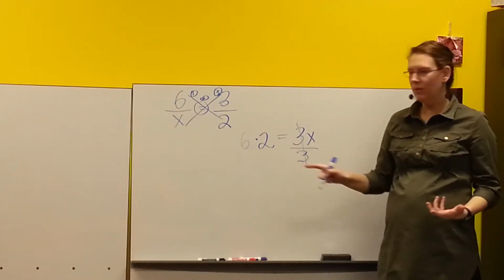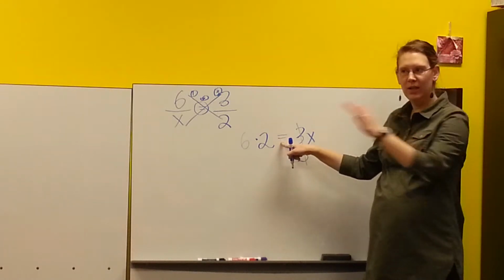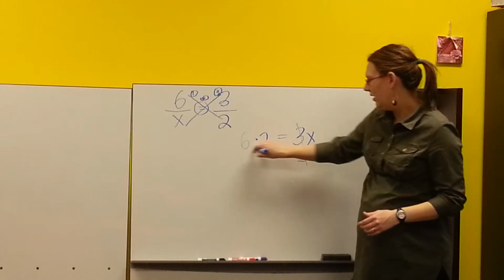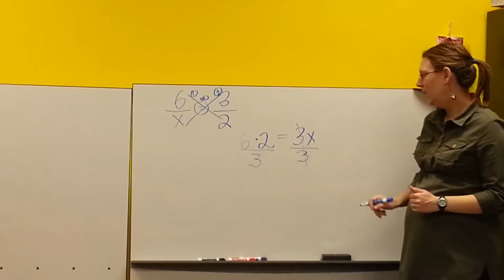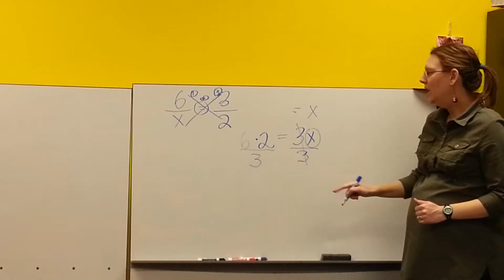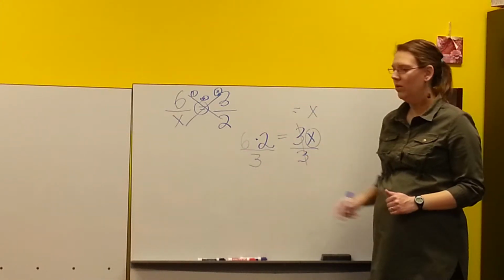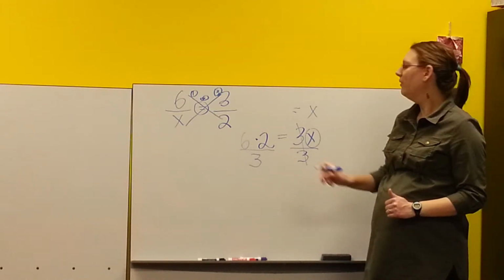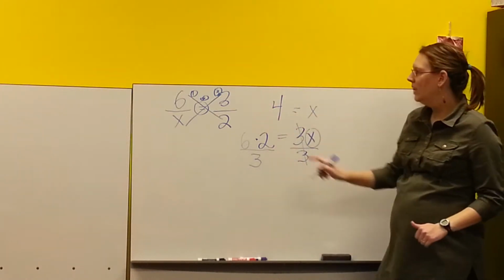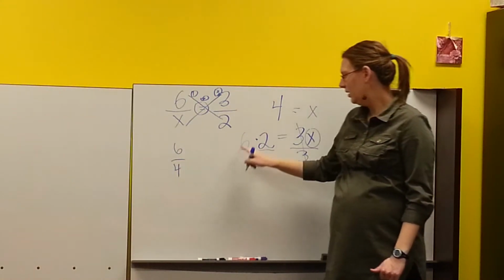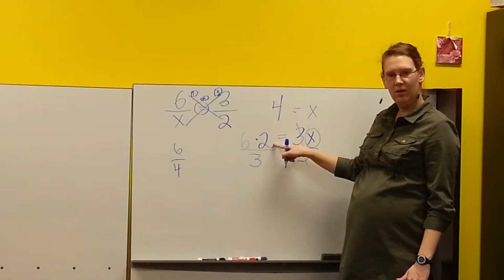And we need to remember, when there's an equal sign involved, whatever we do to one side of the equal sign, we're going to do to the other. Exactly. Okay? So now we've got just x left on this side, which is what we want. And we've got 6 times 2 over 3. Destiny, what do you get if you do 6 times 2 over 3? 4. Exactly. 4.